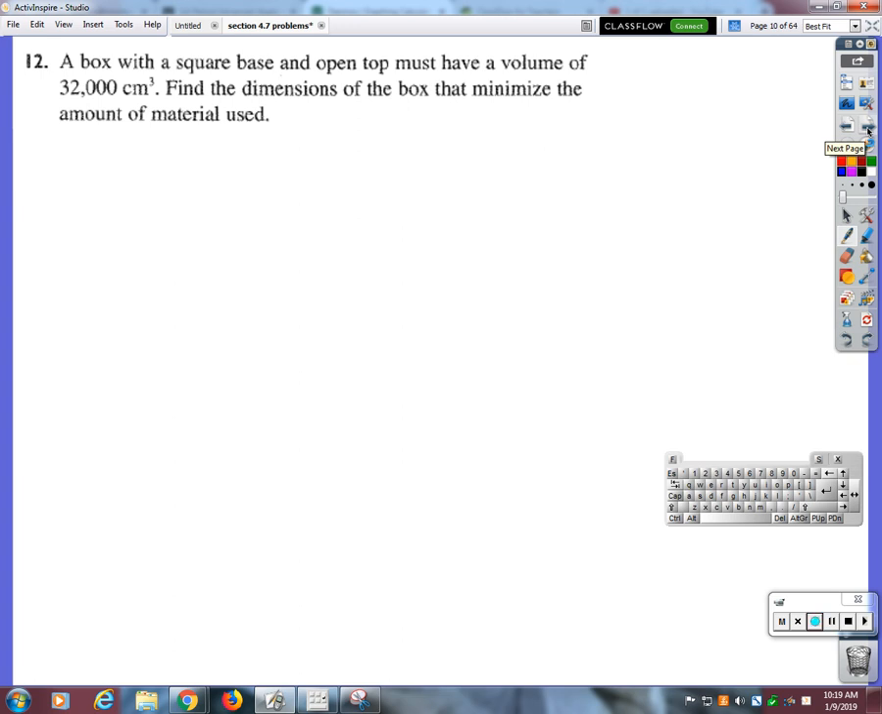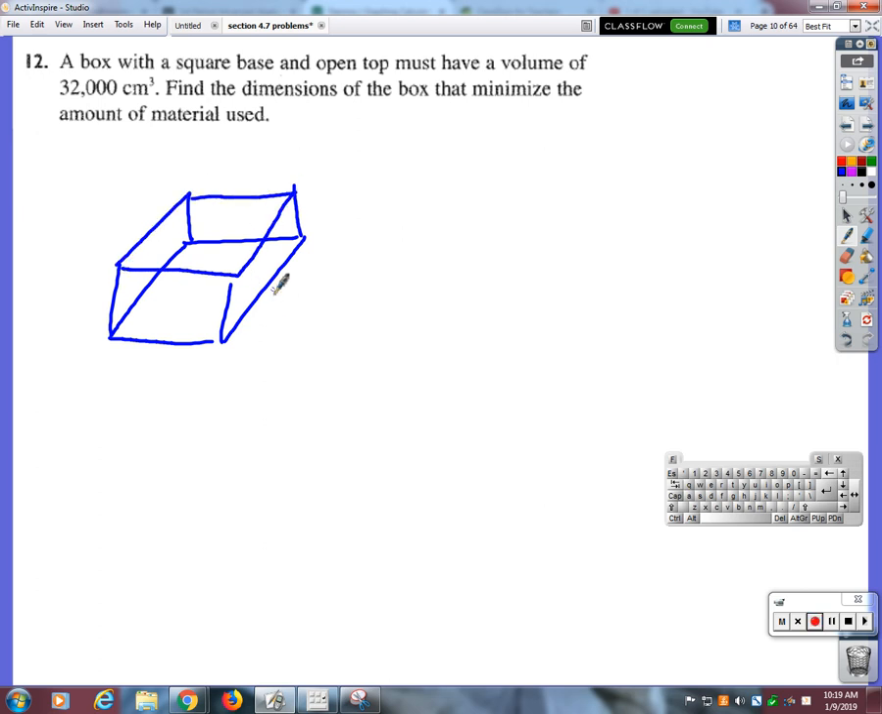Okay, number 12. A box with a square base and an open top must have a volume of 32,000 cubic centimeters. So here's my box. It's a square base, so this is going to be x, and that's also going to be x. And then the height is going to be y. Okay? So find the dimensions of the box that minimize the amount of material used.